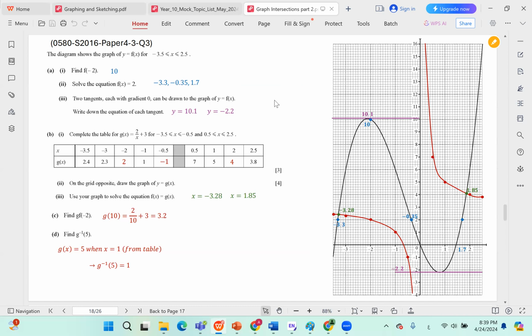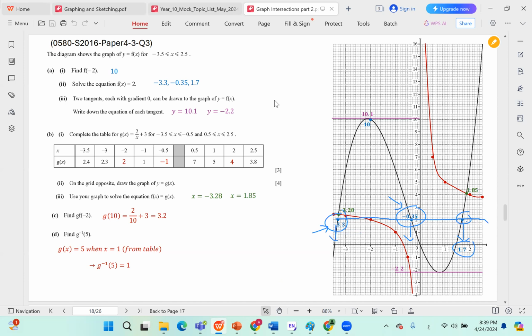In (ii), we are told solve the equation f(x) = 2. So to solve f(x) = 2, I need to draw a horizontal line that cuts the y-axis at 2. And this horizontal line will intersect the black curve at 3 points. I need to get the x value of each point. And these are the numbers written in blue as well: 1.7, -0.35, and -3.3.